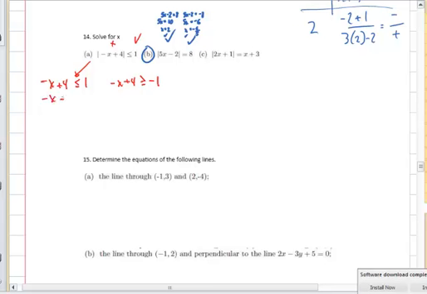I have negative x plus 4 is less than or equal to 1, that looks just like the same step. Negative x is less than or equal to negative 3. And now x, because I'm going to divide by negative 1, is going to be greater than or equal to 3. On this one, I have negative x is greater than or equal to negative 5, so x is less than or equal to 5. So basically the solution set on a number line would be all the values from 3 to 5.